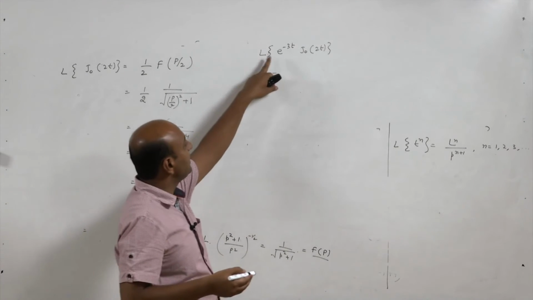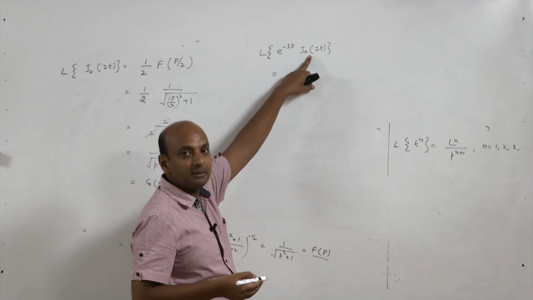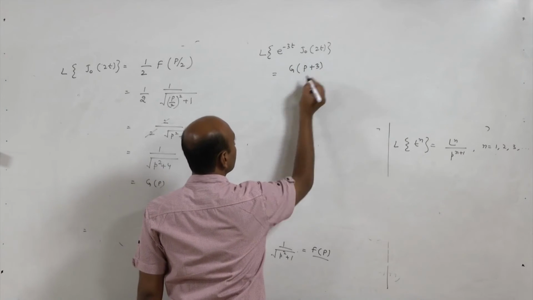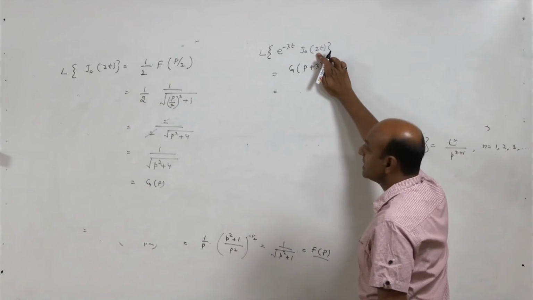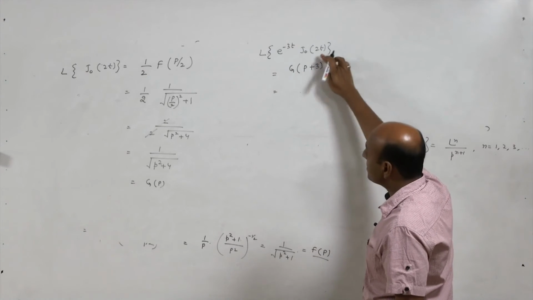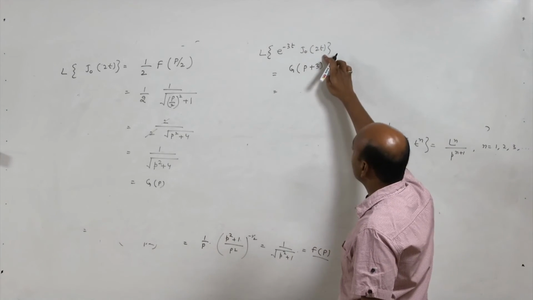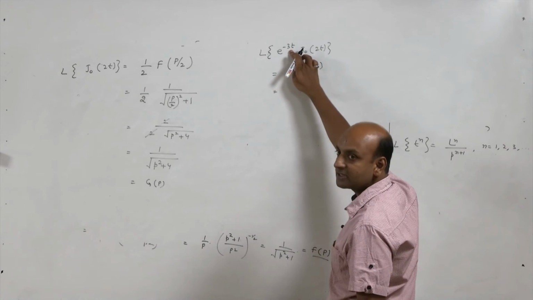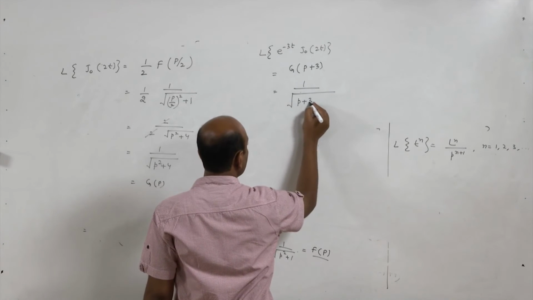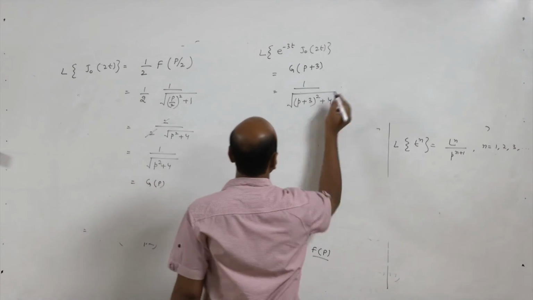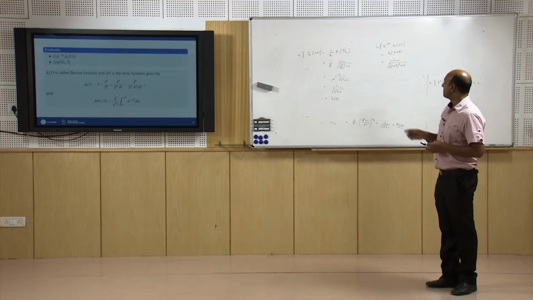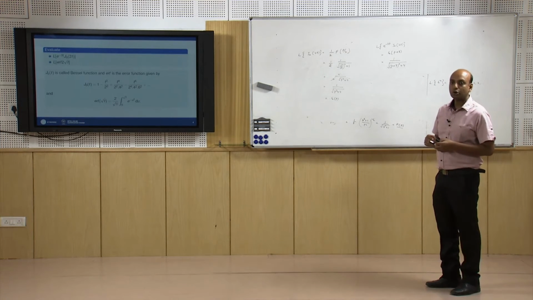So, the Laplace transform of e to the power minus 3t into this is nothing but, by using the shifting property, G(p plus 3), because in the Laplace transform of this J0(2t), you replace p by p plus 3. So, the Laplace transform of this is G(p). You replace p by p minus a, and a is minus 3. So, it is nothing but 1 upon the square root of ((p plus 3) whole squared plus 4). So, this will be the final answer. You can simplify, and that will be the Laplace transform of e to the power minus 3t J0(2t).